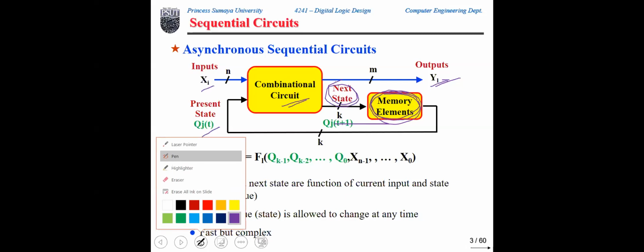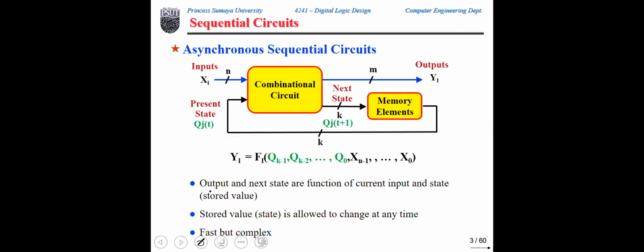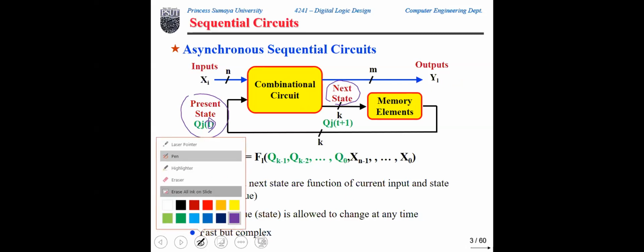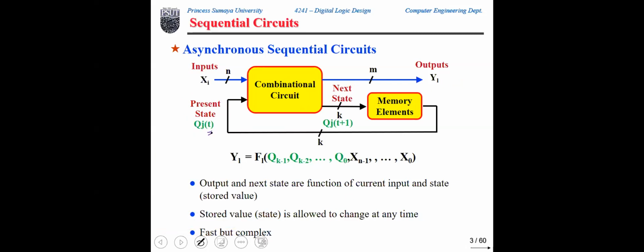So in order to make things clear, we call the value that is stored now in the memory the present state, or present value. And the value to be stored is called the next value, or the next state. Usually we represent them like this. We say Q of T. When I write T, this implies that this is the present value, the value that is stored in the memory at this moment.